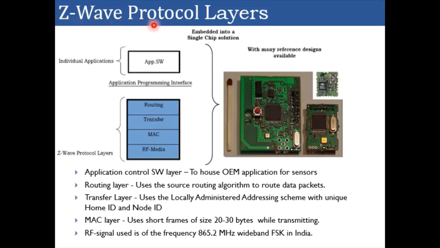So let's see the Z-Wave protocol layers. So if you see here also we have 4 layers for the data communication, where we have RF media as a base layer.